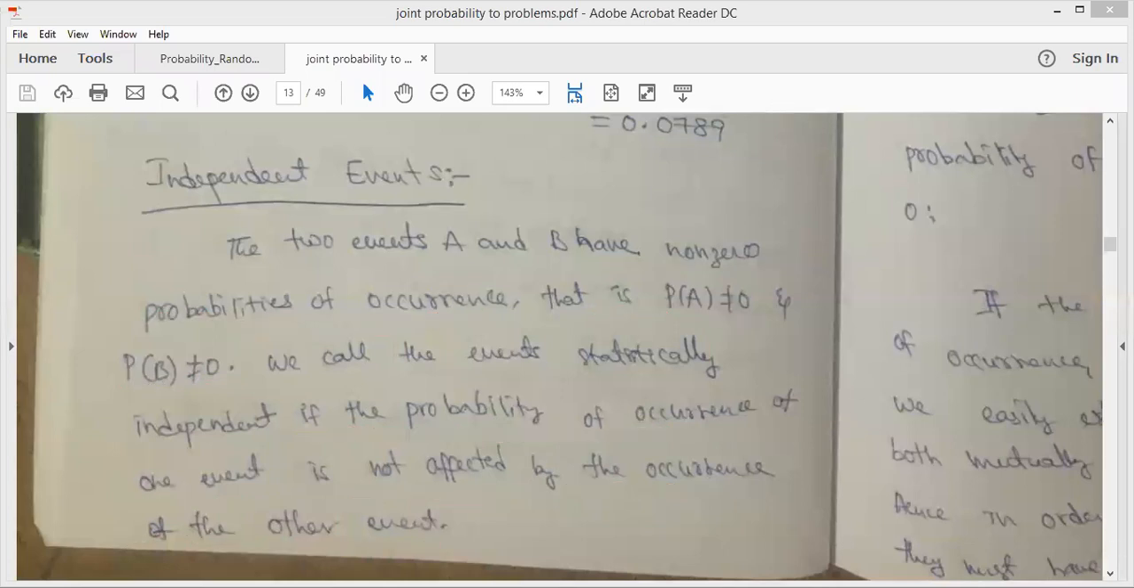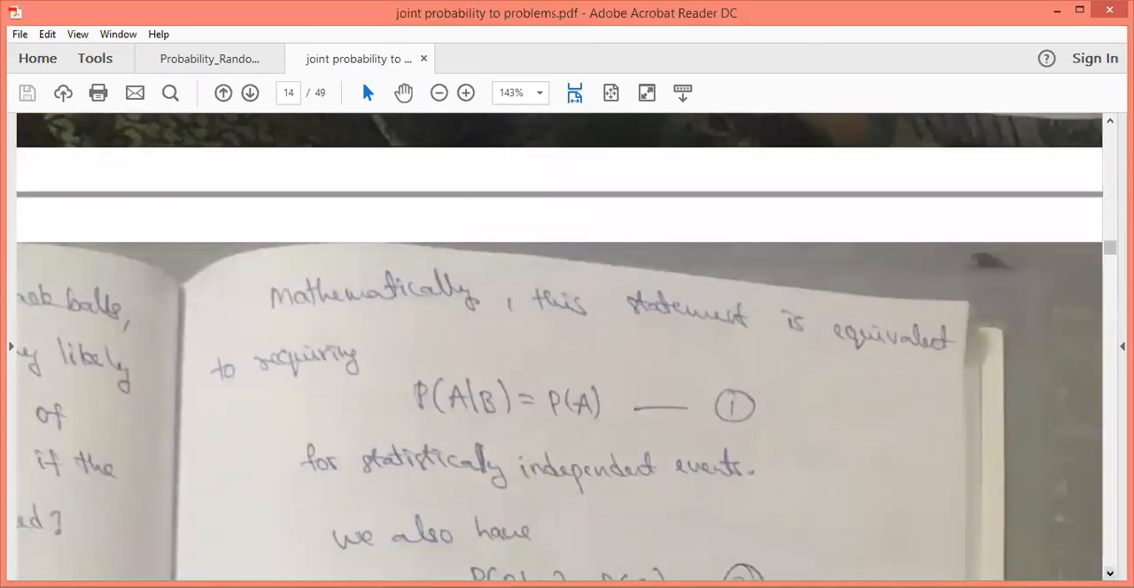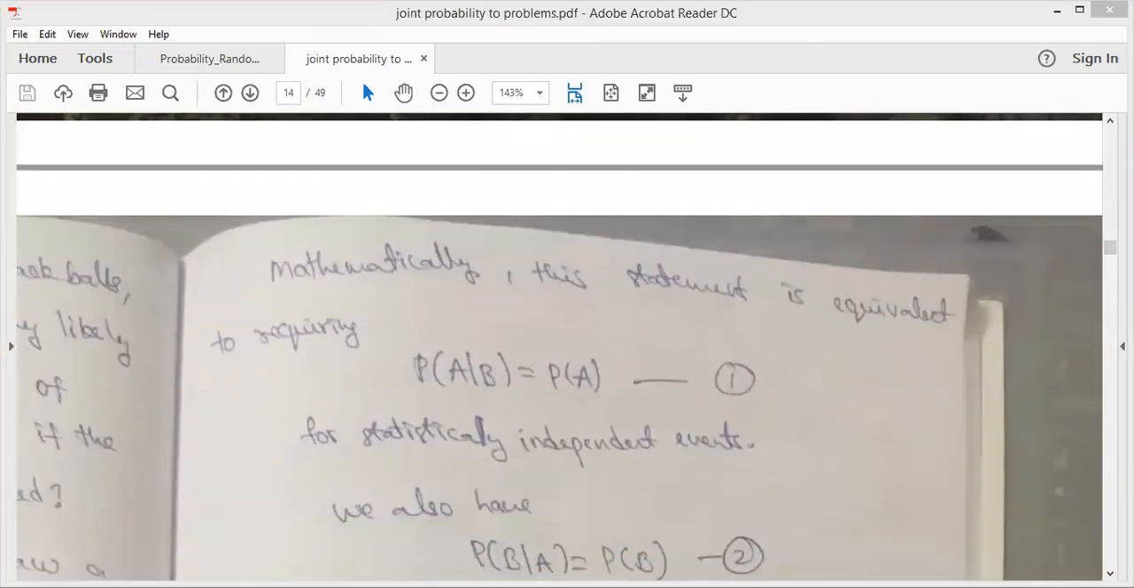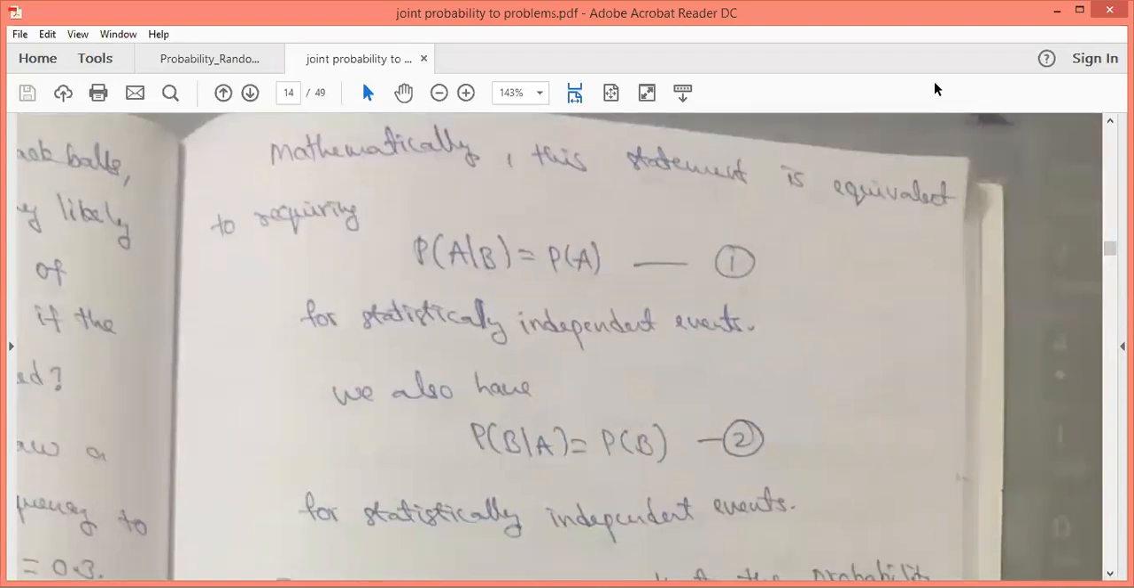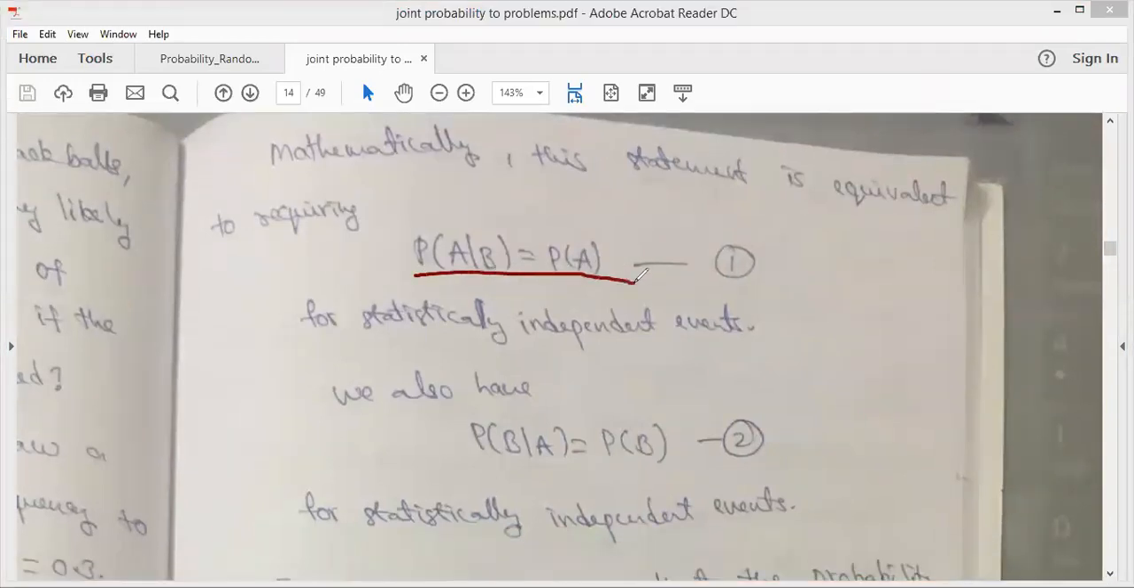So if two events are statistically independent, in that case probability of A given B is equal to probability of A, and probability of B given A is equal to probability of B, because the occurrence of one event does not affect the occurrence of the other event. So there is no conditional occurrence between the two events. That is why probability of A given B is equal to probability of A, and probability of B given A is equal to probability of B. If these two equations are satisfied, then we say that the events are statistically independent.